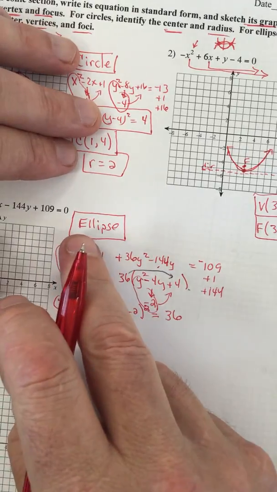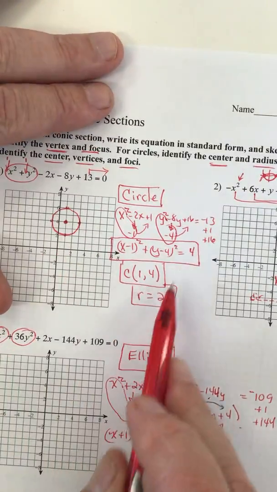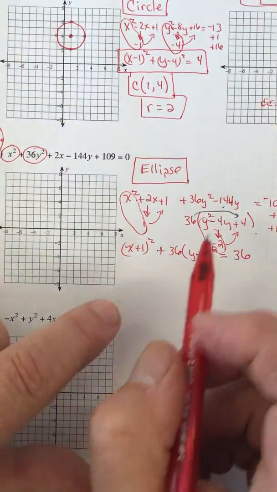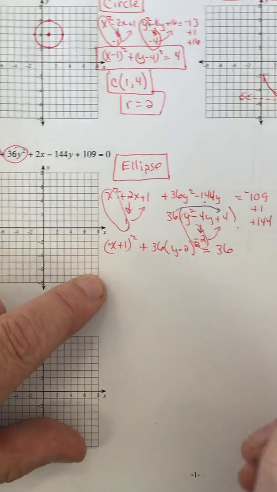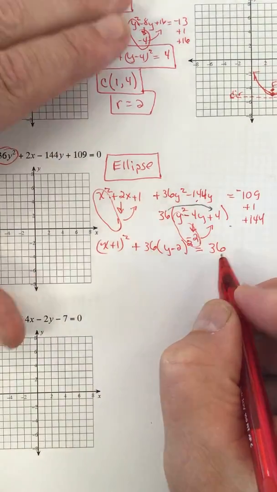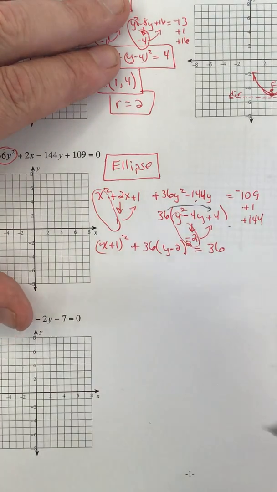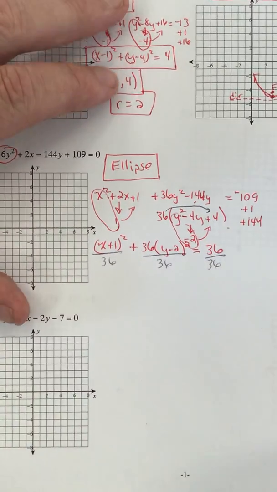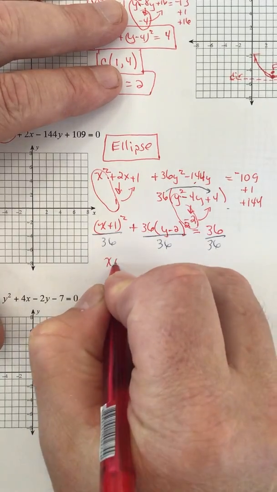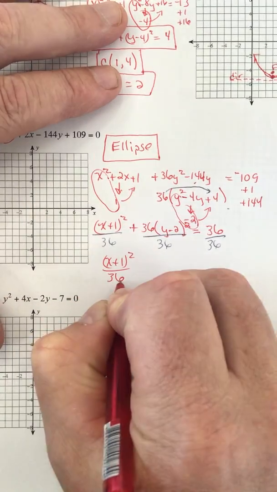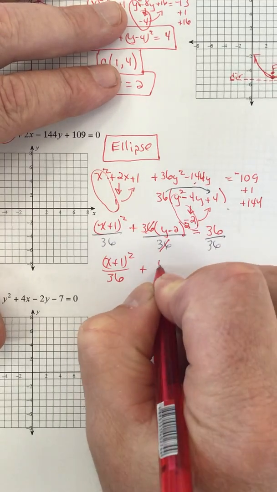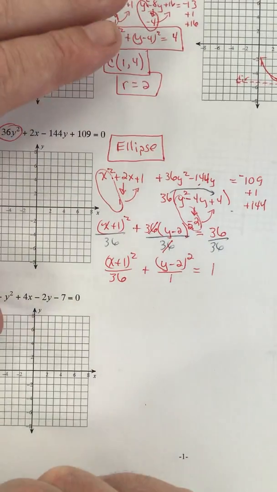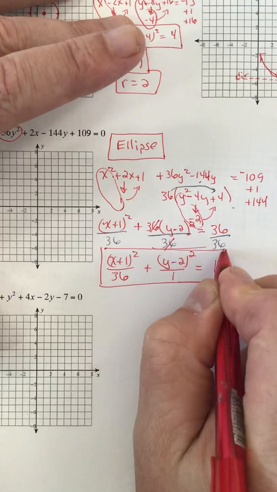Now, with circles, that's just equal to the radius squared, because the sideways radius and the up and down radius are the same thing. But on ellipses, the x radius and the y radius are different, so we don't leave it out here as the radius. We force this to be a 1. So I'm going to divide this piece by 36, divide this piece by 36, divide by 36. So this becomes x plus 1 all squared over 36. These 36's reduce away, so this becomes y minus 2 all squared over 1, and it equals 1. Okay, there's the equation in standard form.